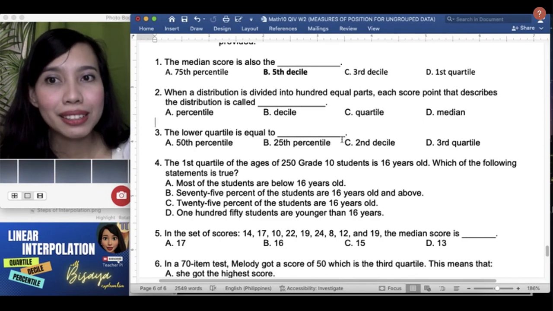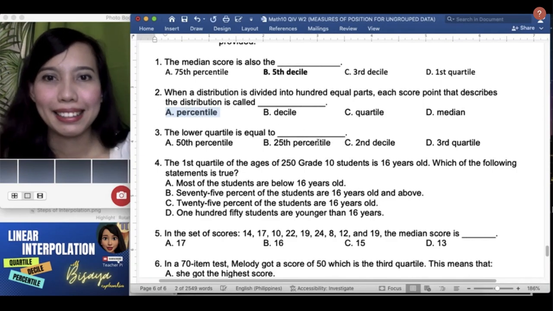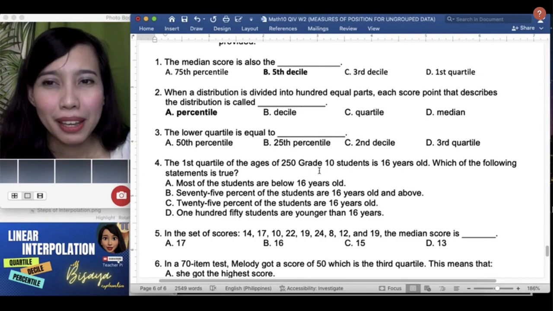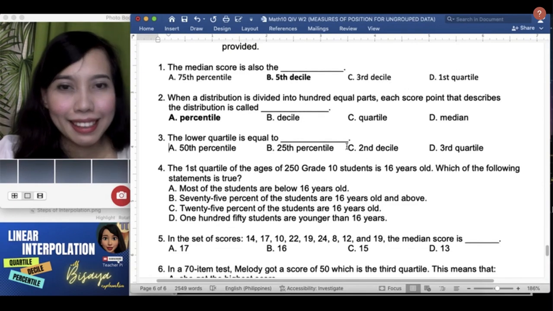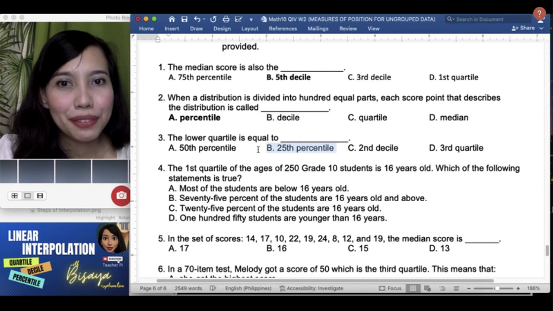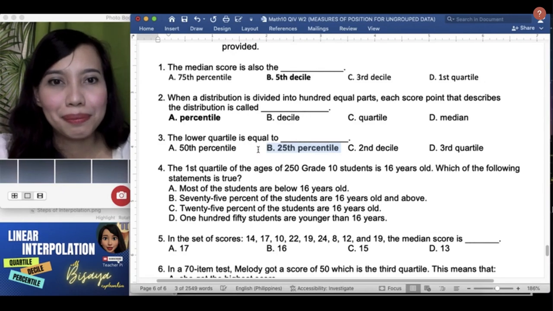is called percentile. Okay. Number 3. The lower quartile is equal to A, 50th percentile, B, 25th percentile, C, second decile, or D, third quartile. And the answer is 25th percentile.